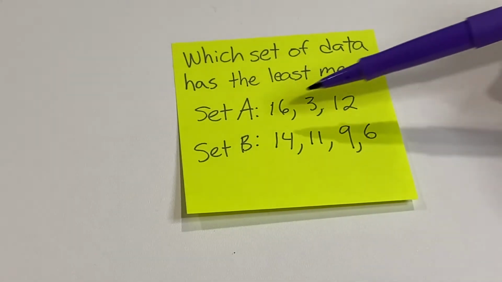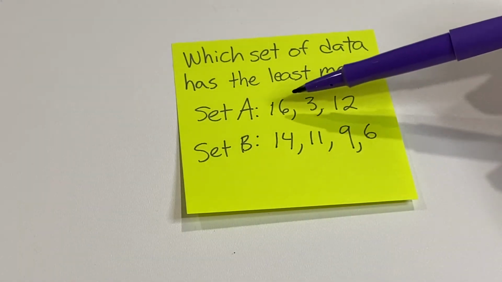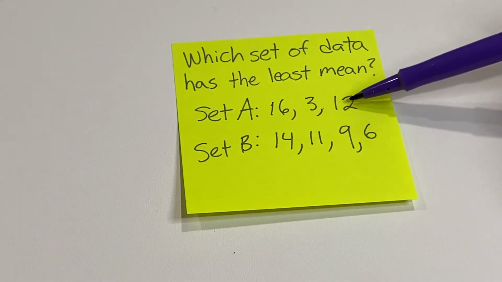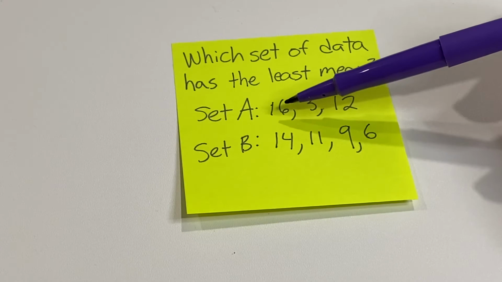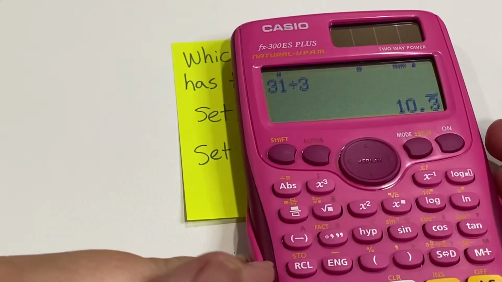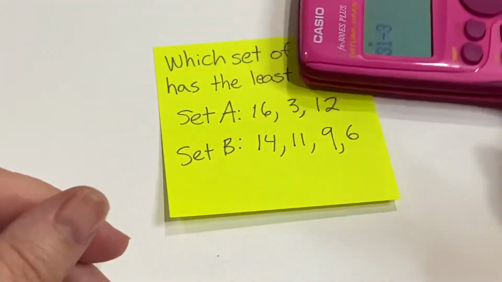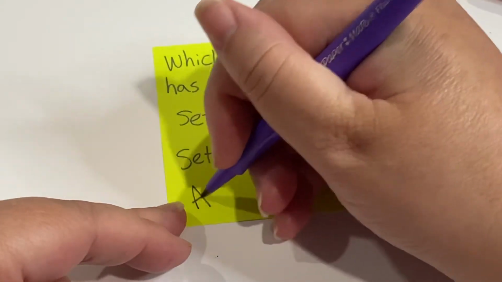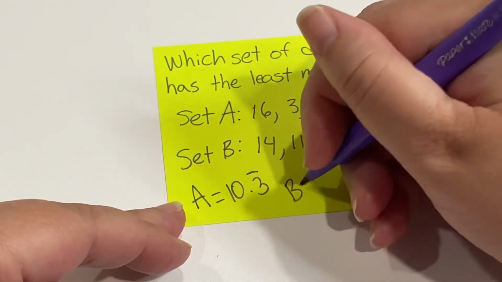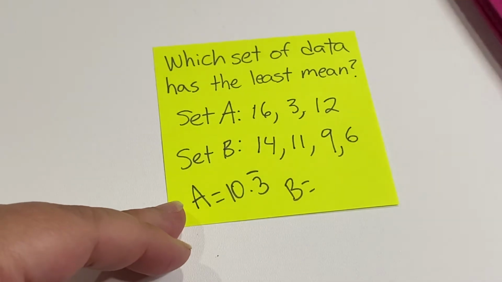So I think we can do mental math here. We've got 16, well 3 plus 12 is 15. 15 plus 16 is 31. And we're going to divide that by 3. So 31 divided by 3. Our calculator tells us that that is 10.3, and that will be repeating. So A is equal to 10.3 repeating. And let's see what B is.